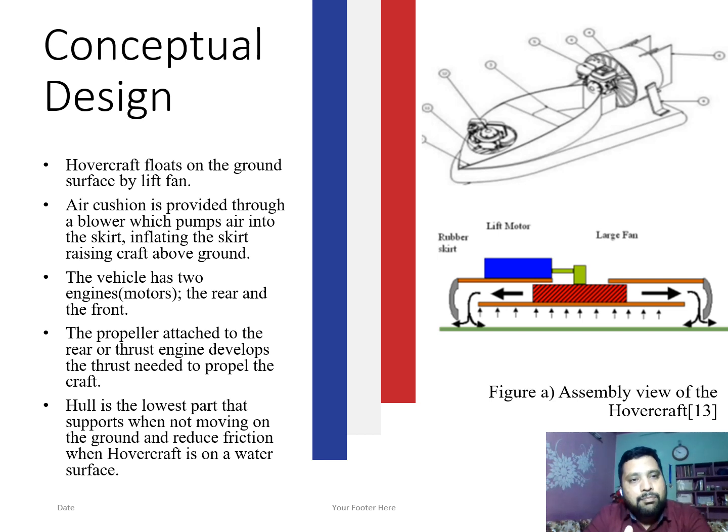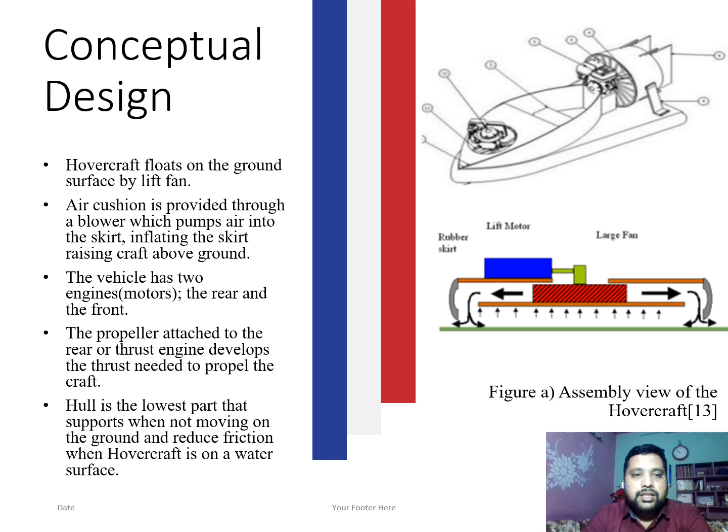The conceptual background behind the hovercraft is that a hovercraft needs to have two objectives. One is to have propulsion in the forward direction, and the other is to have lift. To generate the lift, the hovercraft has an air cushion that is provided through a blower which pumps air into the skirt, inflating the skirt and raising the craft. At the same time, it has two different motors, one at the rear end and one at the front end.